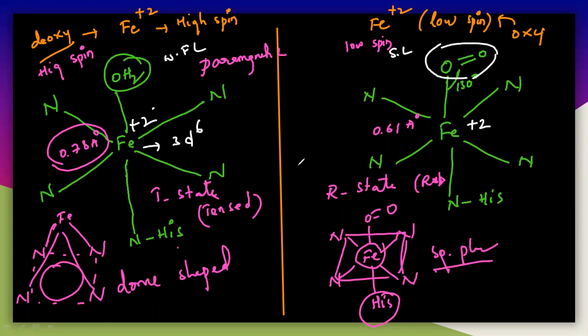This iron is in the +2 oxidation state in both cases, but deoxyhemoglobin will have the iron with +2 oxidation state with the high spin complex. But oxyhemoglobin will have the low spin complex. And see the difference: in some books, oxyhemoglobin is given with the +3 oxidation state.